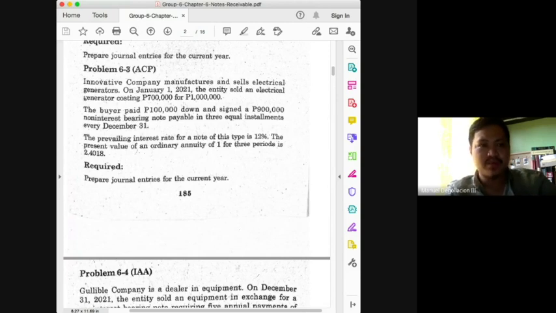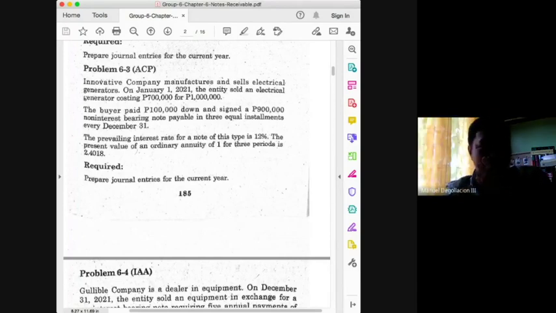Okay, so how can we solve for our sales price, our sales revenue? You just get all the payments. How much payment will we get from the buyer, class? First we had the 100,000, and second we had the notes receivable in the amount of 900,000. So you can actually say that the sales price is 1 million.